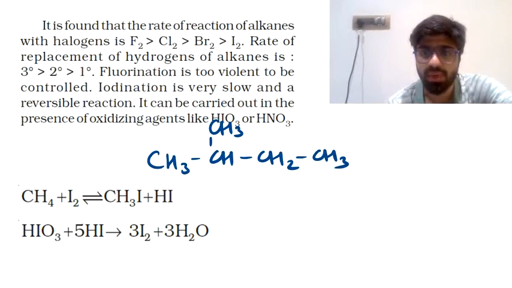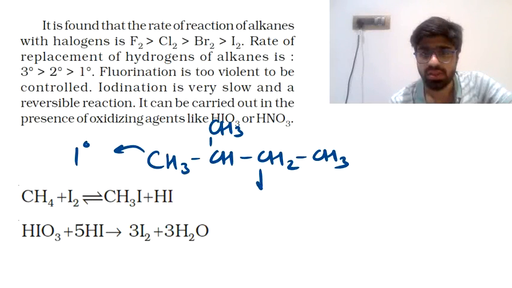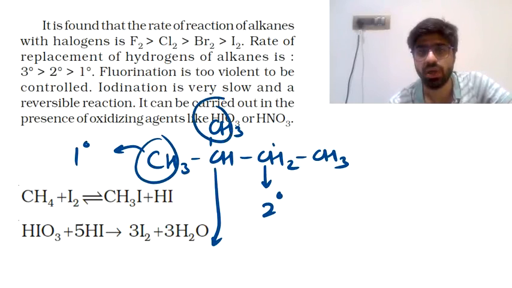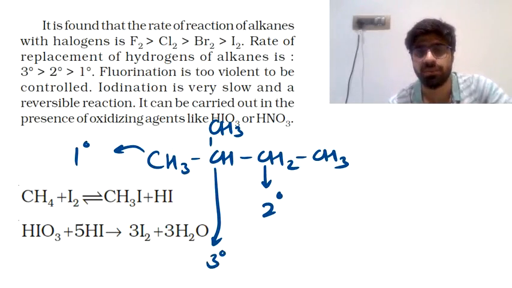CH2, CH3. See, this carbon atom is attached only with one carbon atom, so we call it a primary carbon atom, that is a 1 degree carbon atom. This carbon atom is attached with one carbon atom here and one carbon atom here, so we call it a secondary, that is a 2 degree carbon atom. And this carbon atom is attached with 1, 2 and 3 carbon atoms, so we call it a tertiary, that is a 3 degree carbon atom.